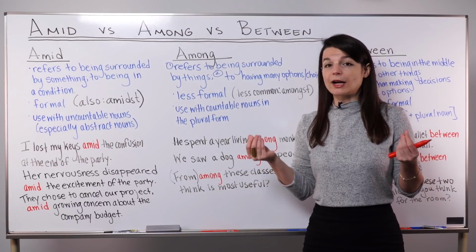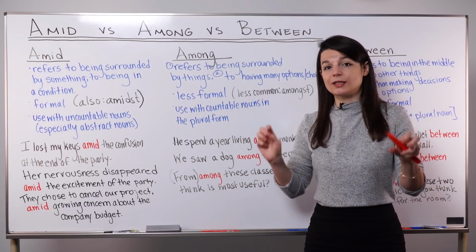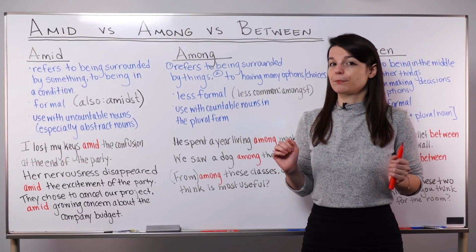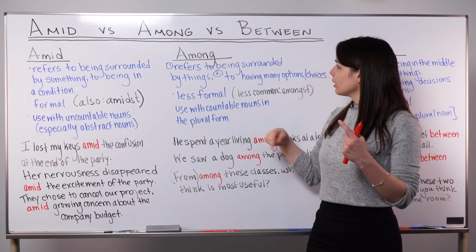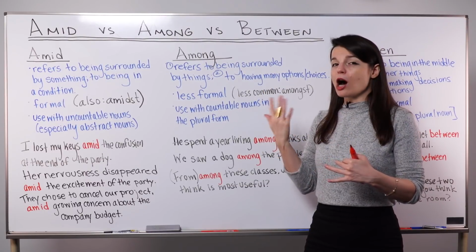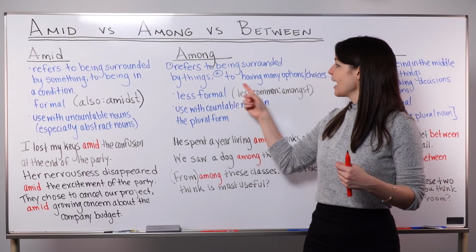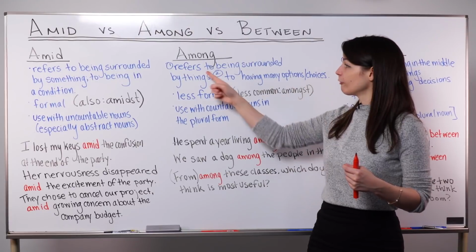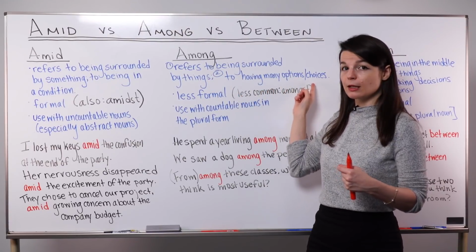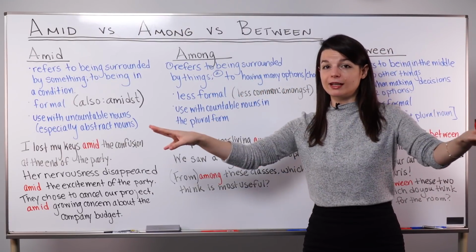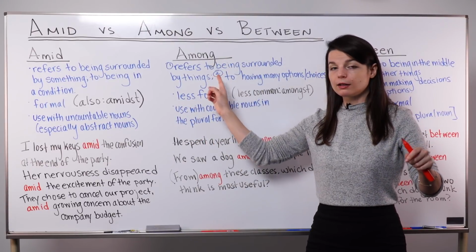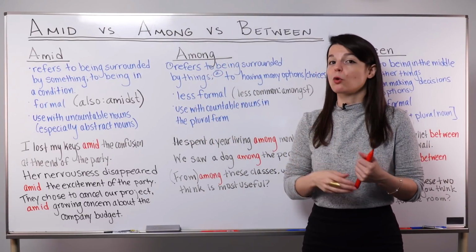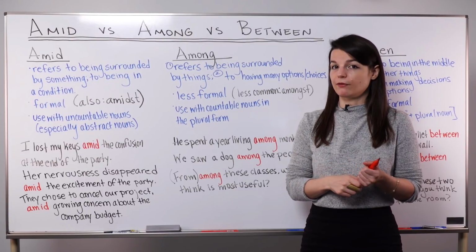So these are actual, tangible. We can touch these things. They're not abstract. Second, we use among when we're talking about having many options. So when we refer to having many options or many choices. So when there are many different things to choose from, we often use the word among to kind of make our question. I'll show you an example of this.